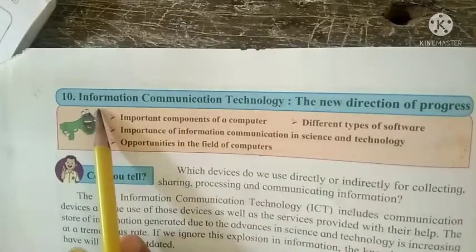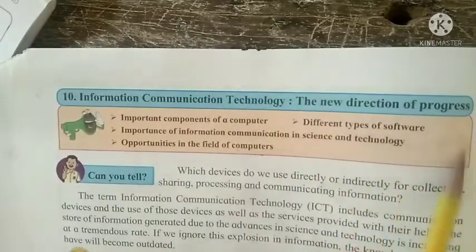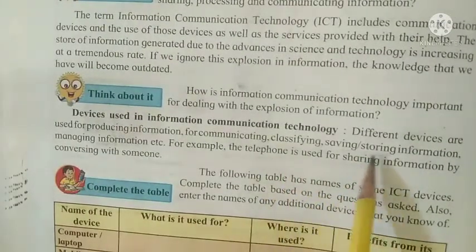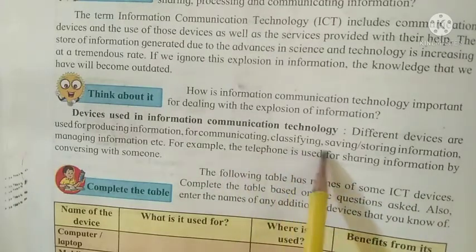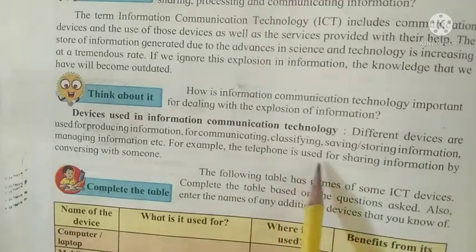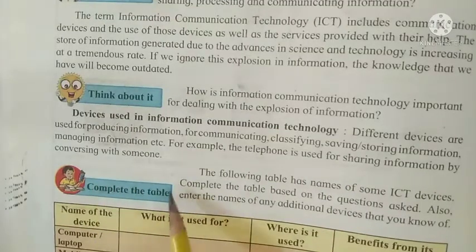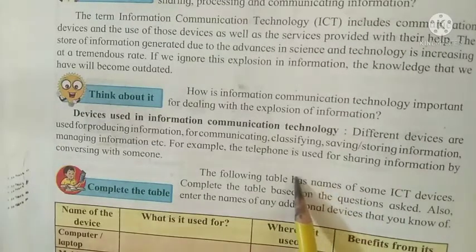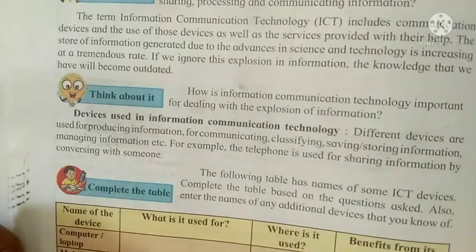Chapter number 10, Information Communication Technology, the new direction of progress. There are different devices used in information communication technology for communicating, classifying, saving, storing and managing information, etc. The telephone is used for sharing information by conversing with someone, and there are different ways the telephone is used nowadays.